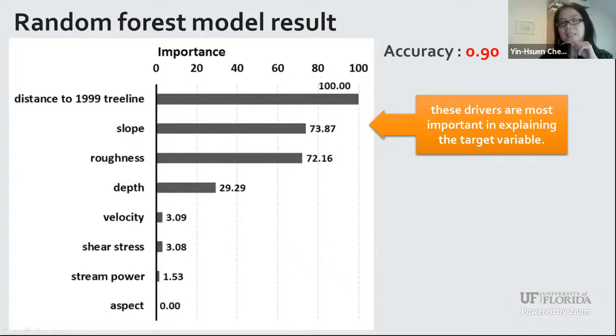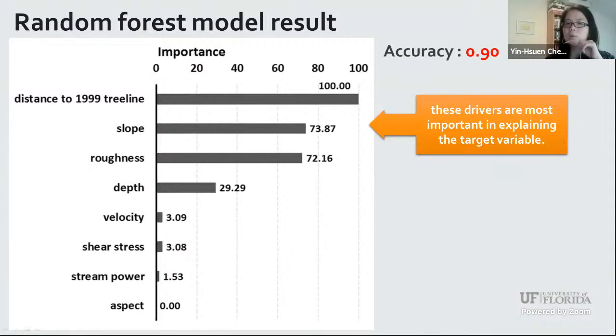You can see it's at the number 100, but this 100 doesn't mean 100%. It's a value relative to the other variables, not absolute. So compared to aspect, which is 0, the distance to the 1999 tree line is 100. So it's not really 100%. These values are relative to each other.